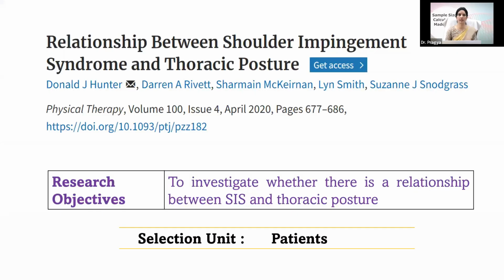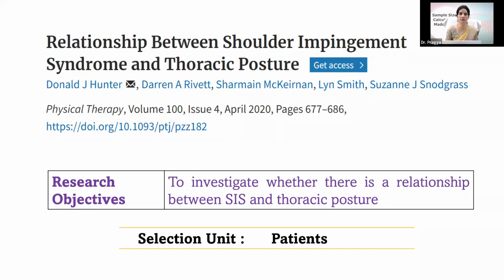So this is one example which we could find, on the relationship between shoulder impingement syndrome and thoracic posture. In this case, the author wanted to investigate whether there is a relationship between the shoulder impingement syndrome and thoracic posture.